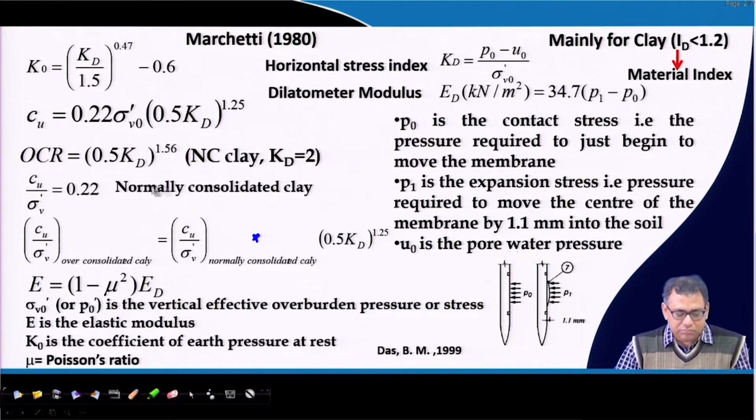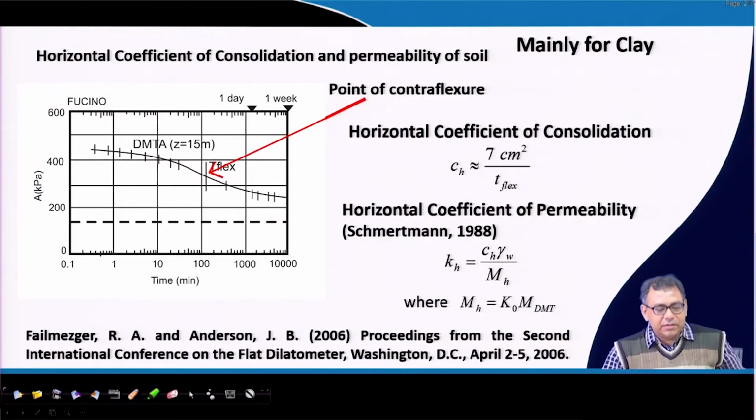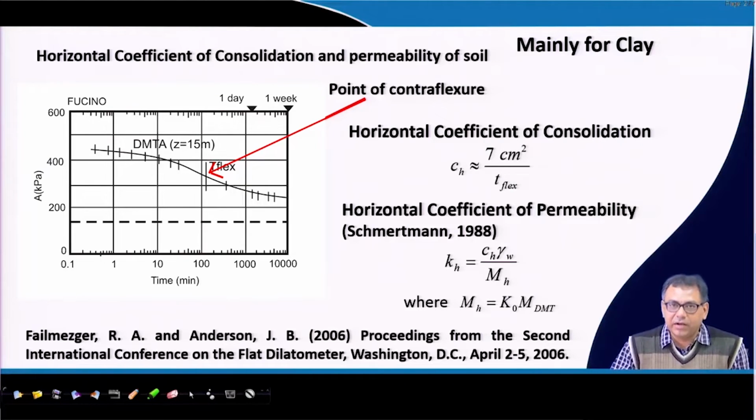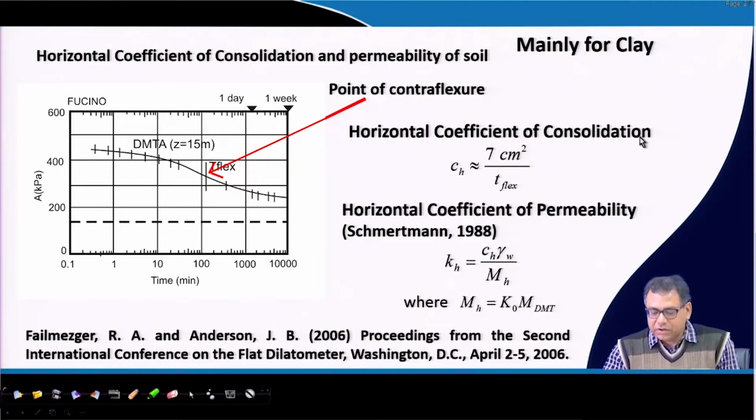So, if it is a normally consolidated clay, directly I can use this expression, and for over consolidated soil I have to use this expression. Now, next one is to determine the horizontal coefficient of consolidation and the permeability of the soil, and these correlations are also for clay. So, previous correlations are also for clay, these correlations are also for clay.